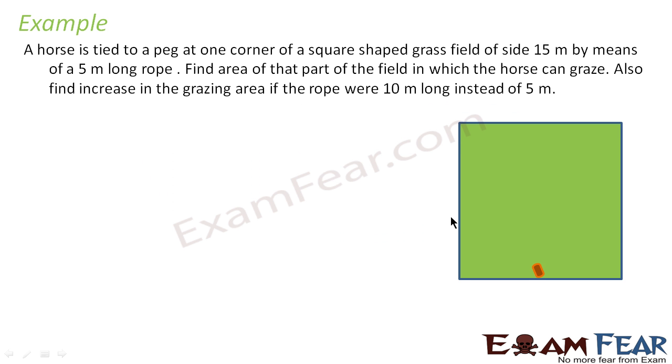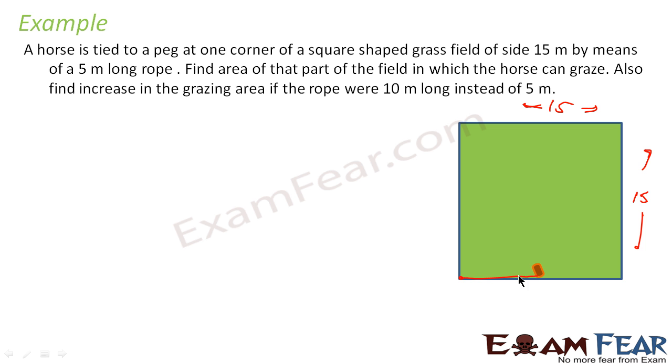Let's take one good example. A horse is tied to a peg at one corner of a square shaped grass field. This is a square shaped grass field, 15 meter by 15 meter in dimension. There is a horse tied here with a 5-meter long rope. This is the rope, and from this rope the horse is tied at one end. Find the area of the part of the field which the horse can graze, and also find the increase in the grazing area if the rope is increased from 5 to 10.